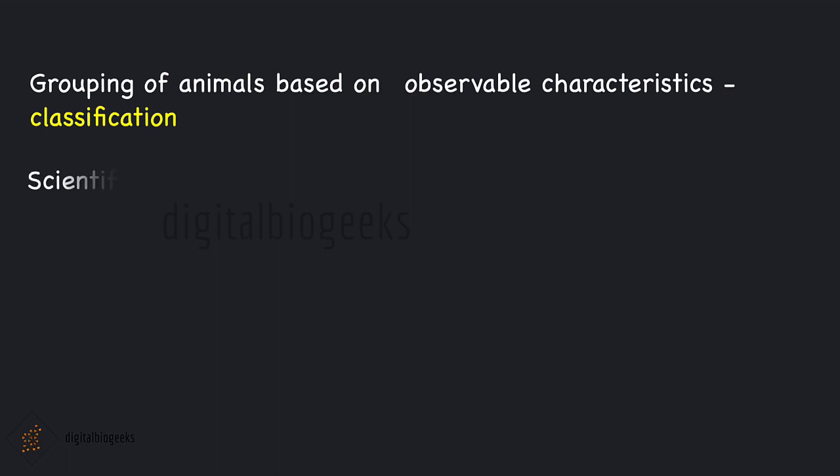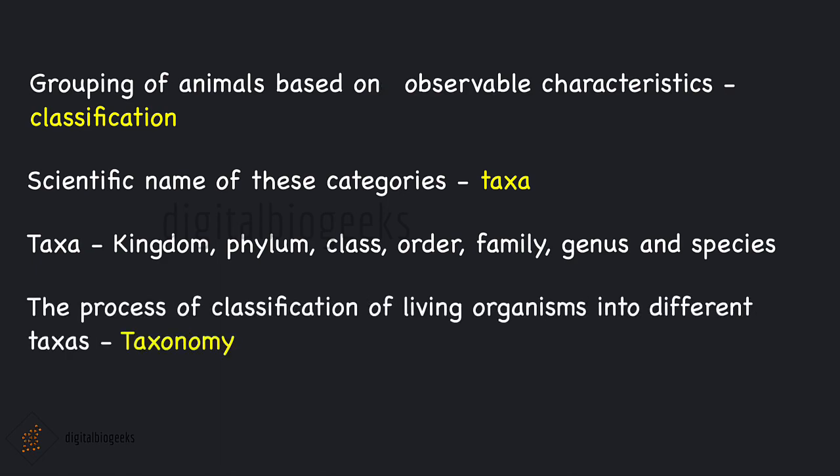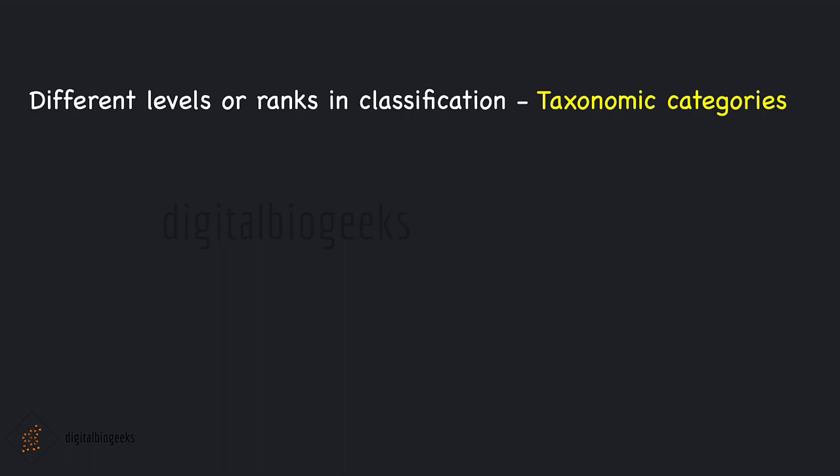The scientific name of these categories are called taxa. This taxa has different hierarchical levels like kingdom, phylum, class, order, family, genus and species. We will discuss about it later. The process of classification of living organisms into different taxa is known as taxonomy. We have just discussed that the taxa vary at different levels from kingdom to species. The different levels or ranks in classification are called taxonomic categories.